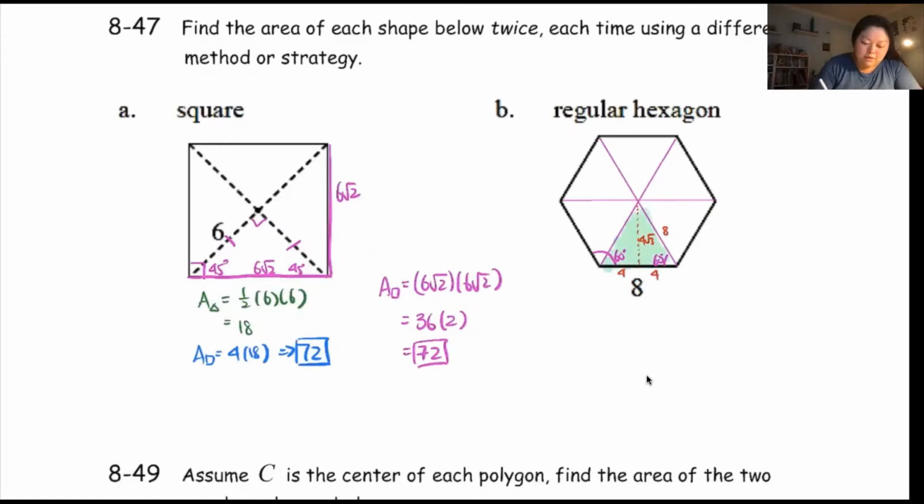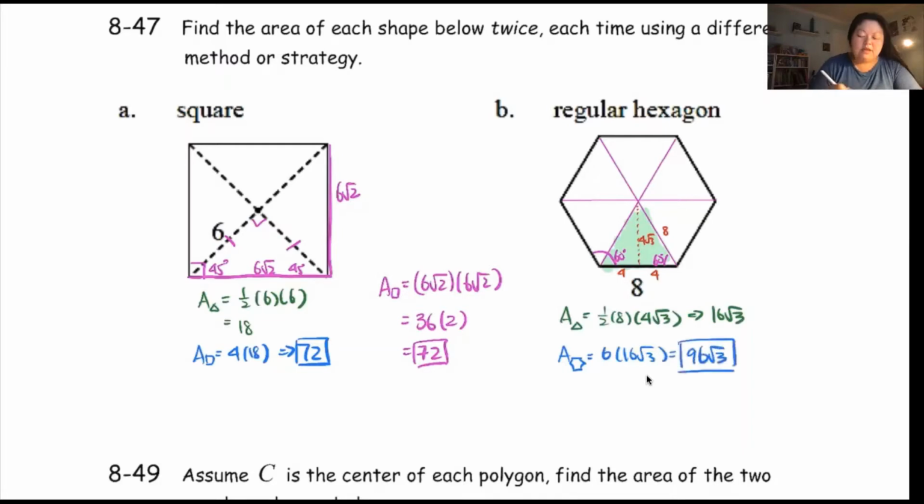Okay, so the area of that little triangle is 1/2 base times height, so that's 16 root 3. And then the area of this hexagon, it's very hard to draw that teeny tiny, but there's 6 of them, 6 times 16 root 3, gives me 96 root 3, and that's my answer for that.